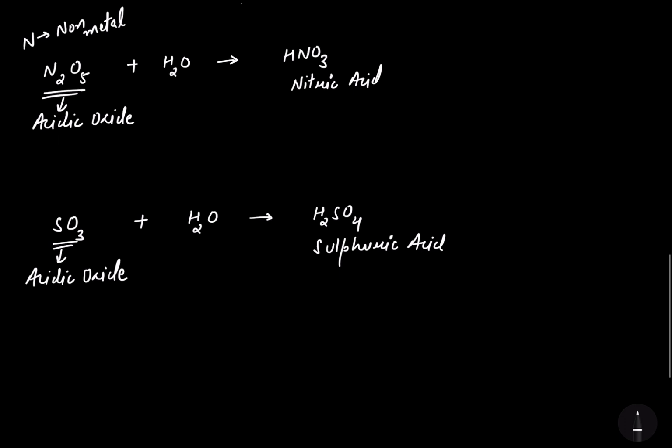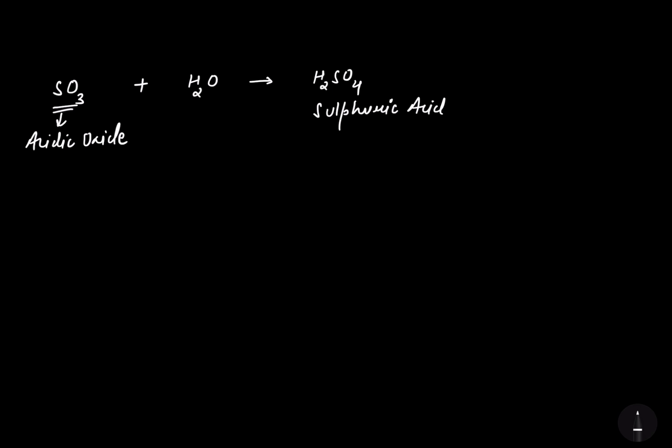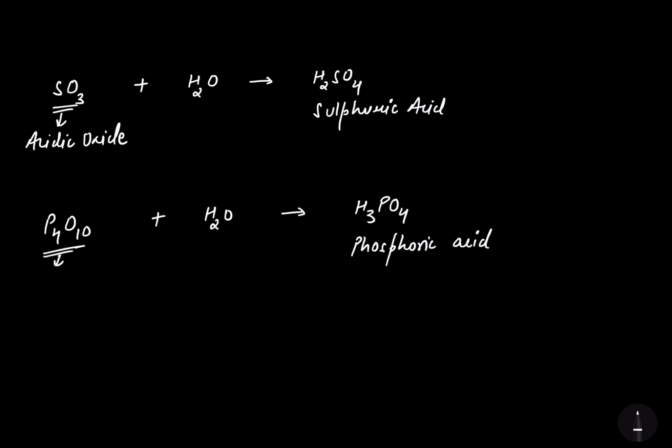Let me take an example of phosphorus now. I'm taking the example P4O10, that's an oxide of phosphorus. This oxide on reaction with water forms H3PO4. H3PO4 is phosphoric acid. So again it's an acid, so P4O10 is again an acidic oxide. And phosphorus is again a non-metal, sulfur is also a non-metal.